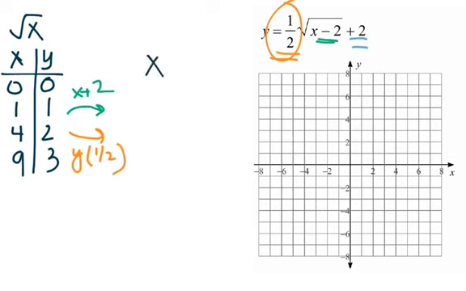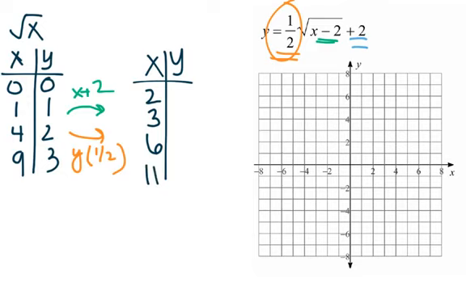So first, let's remake a table with adding 2 to our x's, right? When I say add 2 to our x's, I'm talking about the x coordinates. We're going to add 2 to all of them. So that'll become 2, 3, 6, and 11. My y's, if I multiply them all by 1/2, right? 0 times 1/2 is 0. 1 times 1/2 is 1/2. 2 times 1/2 is 1. And 3 times 1/2 is 1.5.